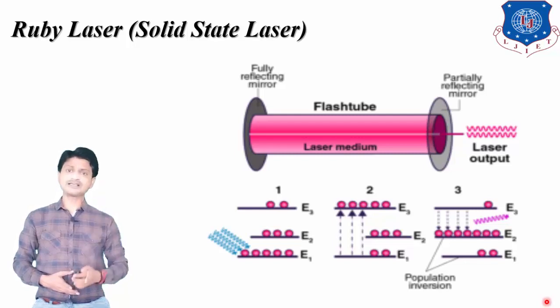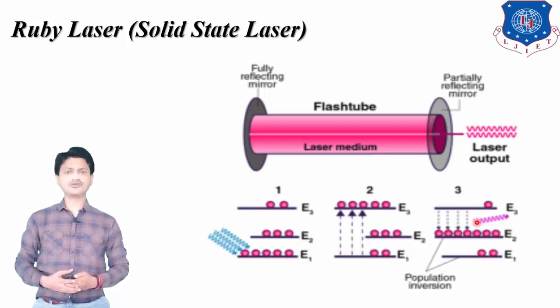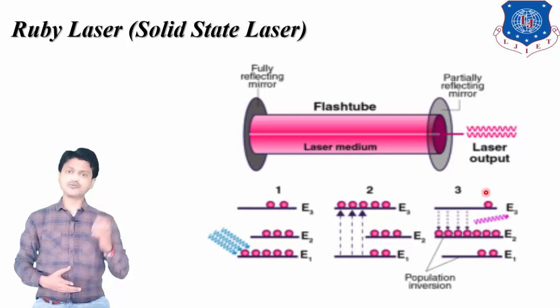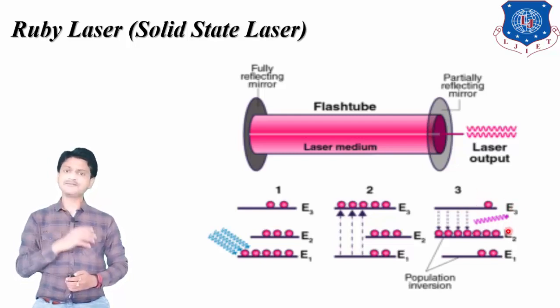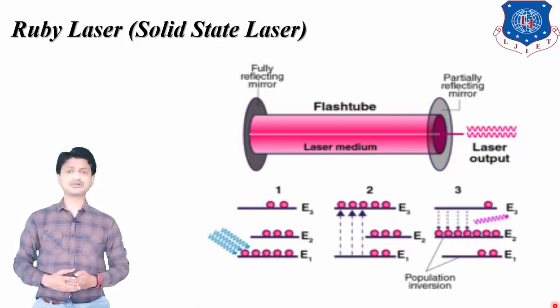Now, some atoms in the state E3 emit photons spontaneously by falling to the ground state. Some of these photons which travel along the axis of the resonant cavity produce stimulated emission, due to which the intensity of light builds up along the axis of the cavity. The laser is transmitted through the partially silvered surface. Each flash of light from the xenon lamp is used to produce a pulse of laser. Hence, this ruby laser is also known as a pulsed laser.